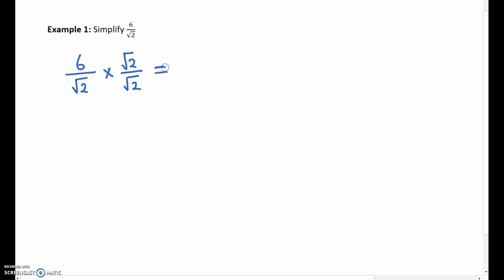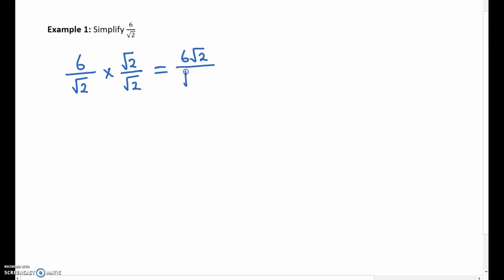And something you've done before, but may have forgotten, is how to multiply a regular ordinary number by a square root. And all you do is you stick them together. So 6 times root 2 is just 6 root 2. Okay? So a whole number multiplied by a square root, you just stick them together, 6 root 2. On the bottom, we have root 2 times root 2.